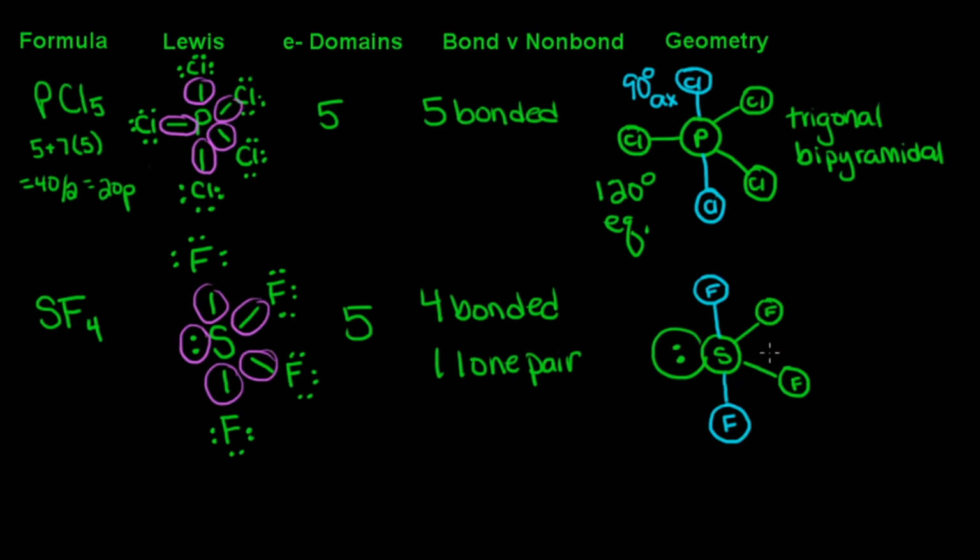So what ends up happening is these bond angles all get a little bit squished. The 120 goes to a little less than 120. The 90 goes to a little less than 90. So you get a less than 120-degree bond angle, and you get a little less than a 90-degree bond angle. The name of this shape is seesaw.